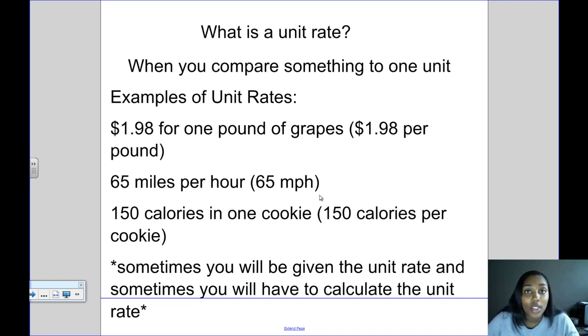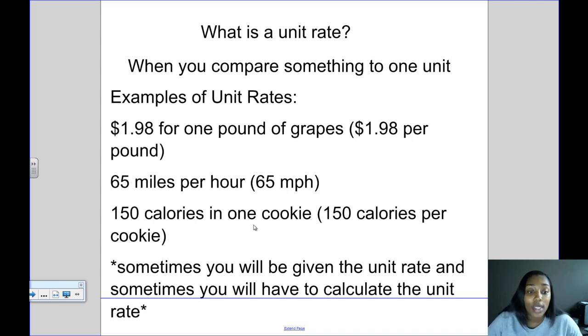Another common place where you'll see a unit rate is the speed limit. I know you've seen the signs with 65 mph, 55, 45. That's an example of a unit rate because it's telling you how many miles you can drive per hour, or in 1 hour. So the speed limit here is 65 miles per hour. And because it's per 1 hour, that makes it a unit rate.